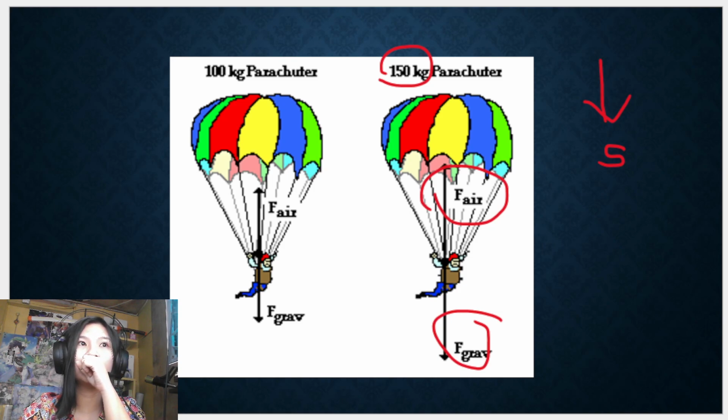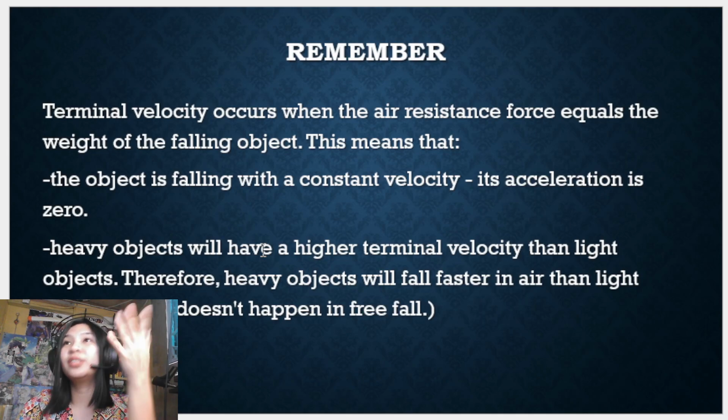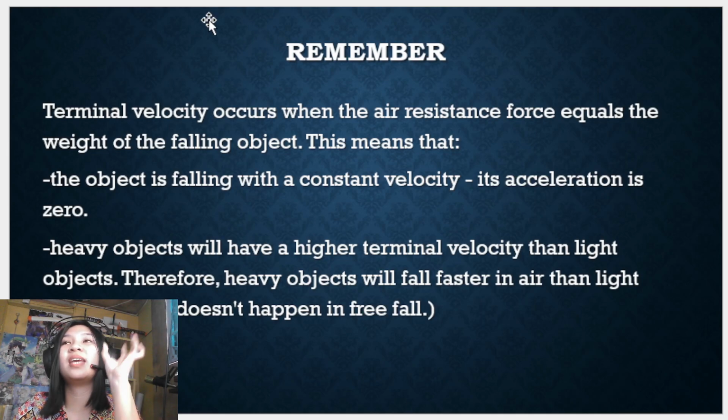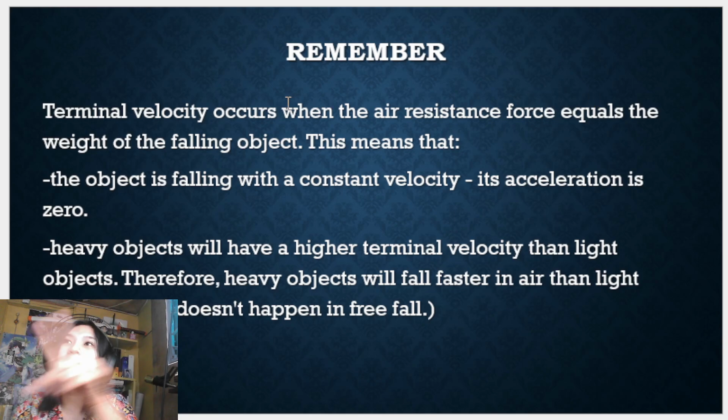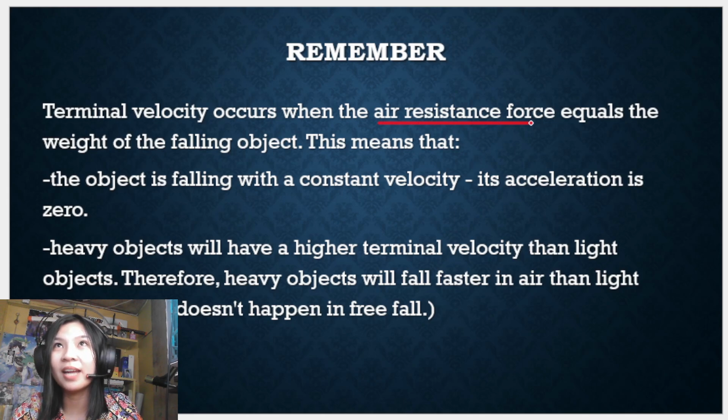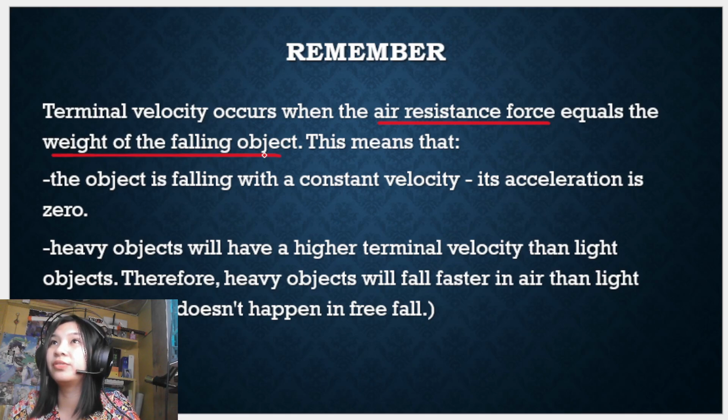So remember that terminal velocity occurs when the air resistance force equals the weight of the falling object. Terminal velocity is only reached when the air resistance force is equal to the weight, or the F-grav or FG, of a falling object.